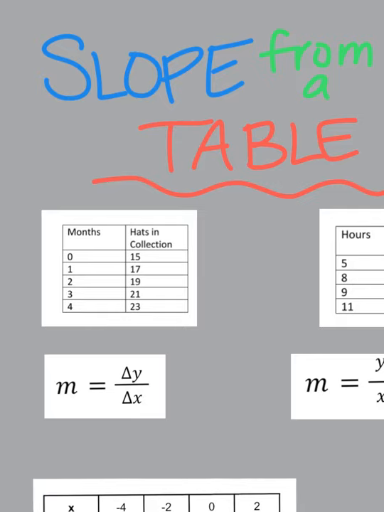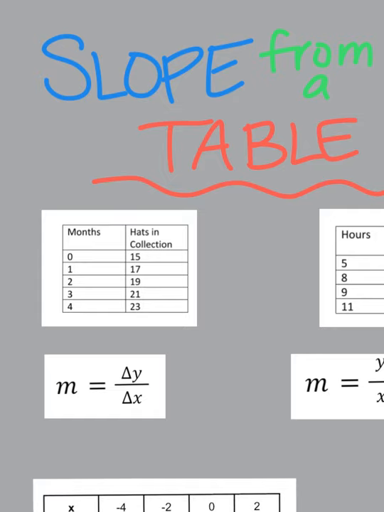Hi guys, welcome back. In the review video about slope, we talked about all the different ways to find slope, but there was one way we hadn't looked at yet, and that is slope from a table. So we found it from a graph and we found it from 2 points. Now a table is just a series of points. It's giving you a whole bunch of points.